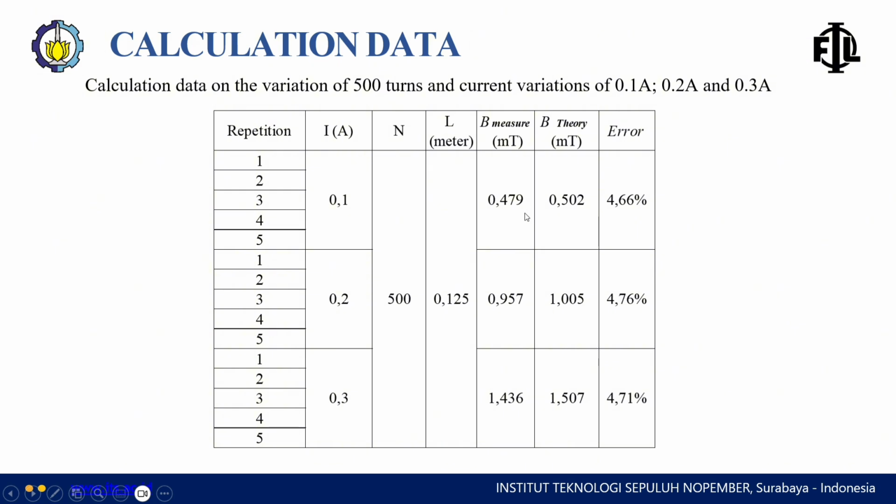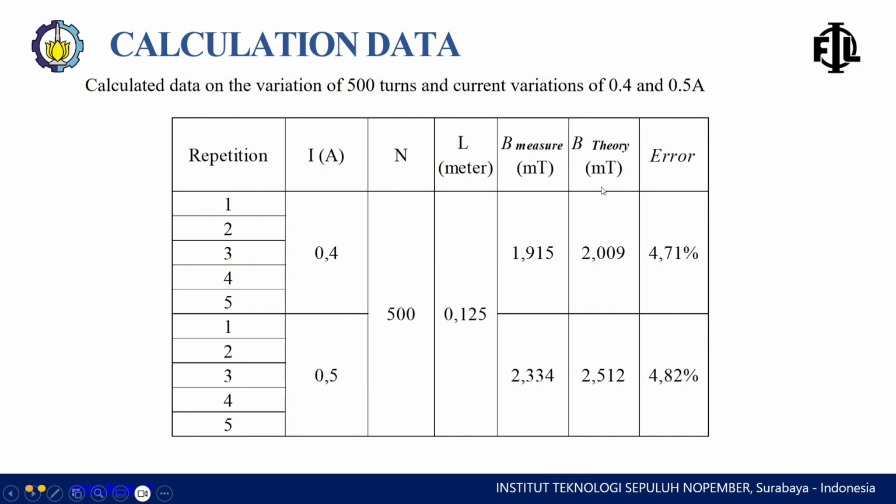In the calculation table, you only need to add additional columns for theoretical magnetic field and error value as follows. Then you will create similarly for the others.